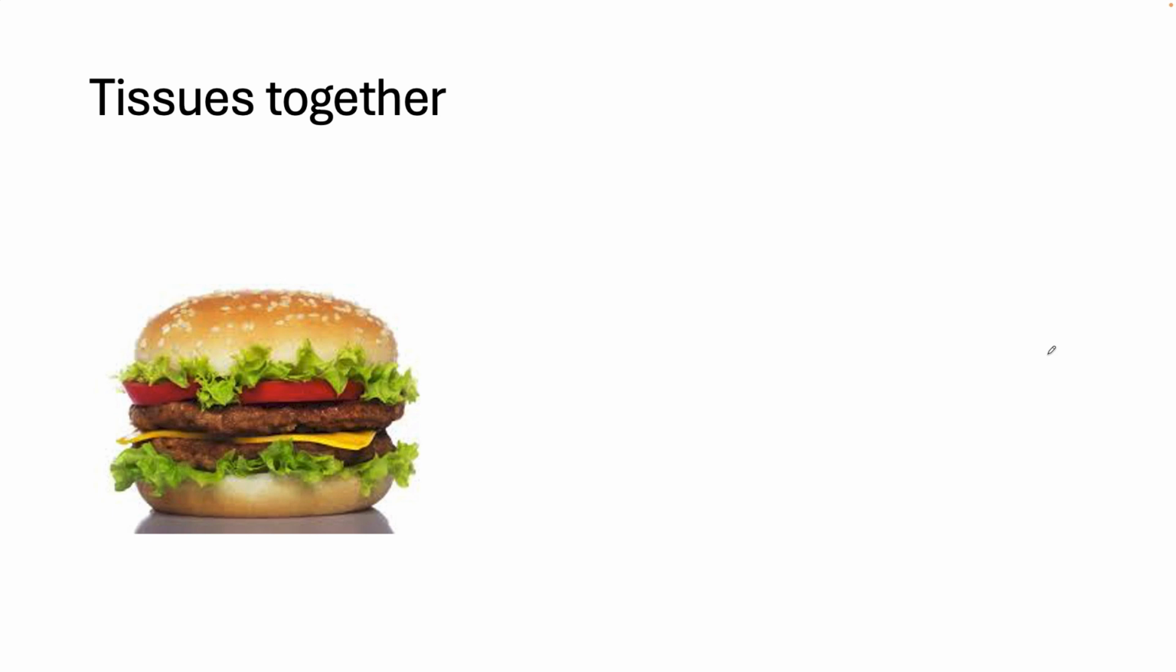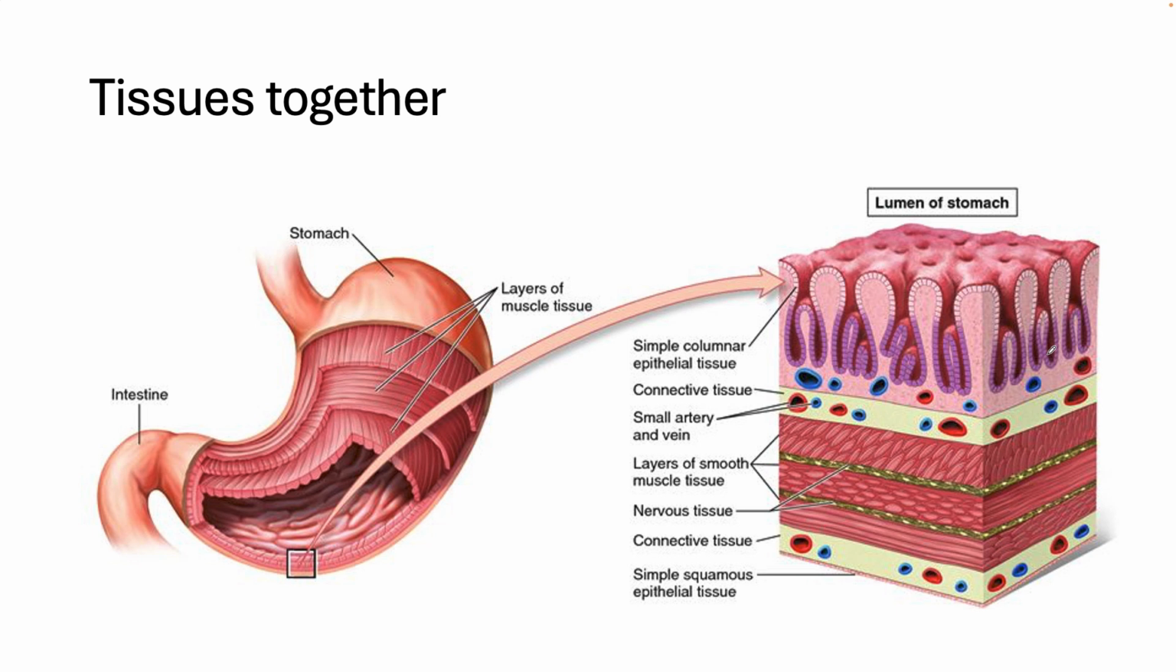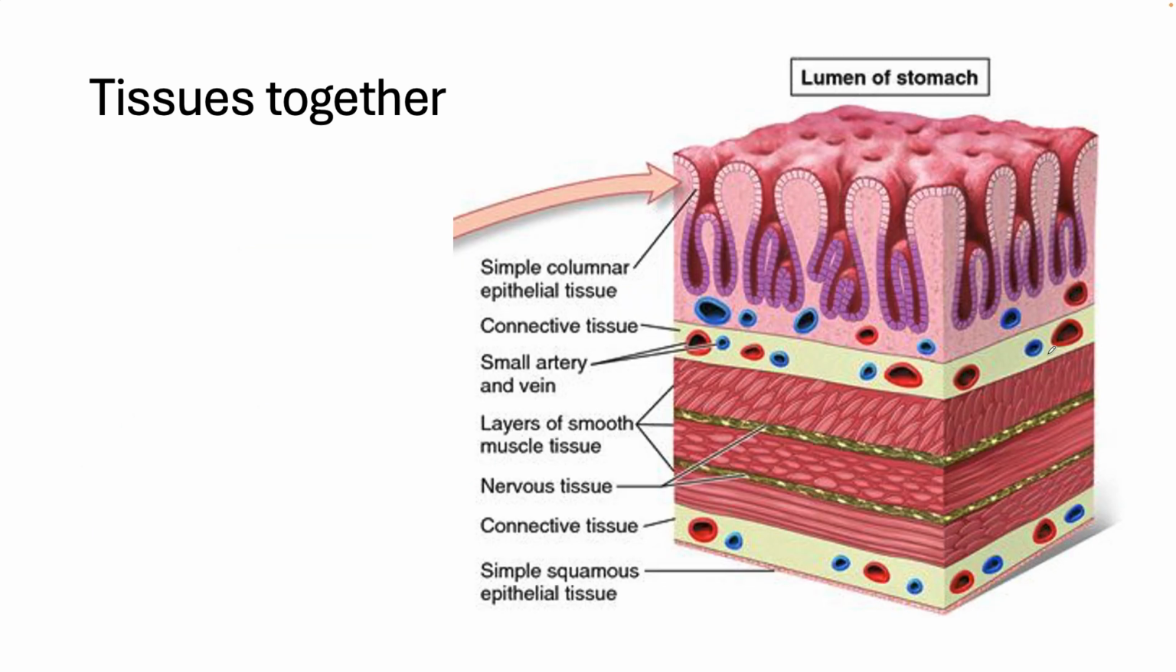So let's look at a more realistic picture of how tissues work together to make an organ. Here we can see the layers of the wall of the stomach. Let's look more closely at this cross section. The part that is inside the stomach, lining the lumen, is at the top of this picture, up here. It is lined with simple columnar epithelium. Remember that this type of epithelial tissue is used for protection, absorption, and secretion. And in fact, that is what it does in the stomach. It absorbs water and some nutrients, and it secretes stomach acid and some mucus.